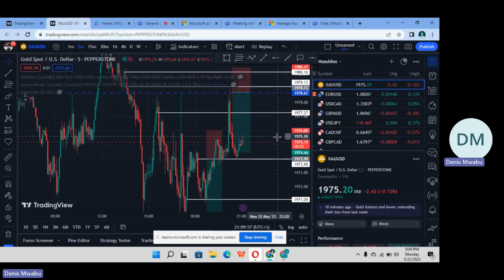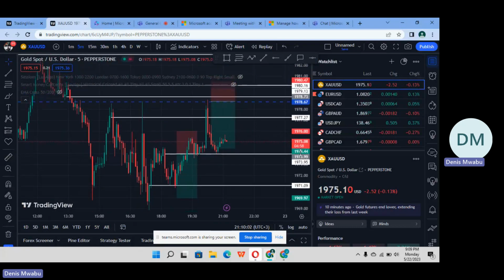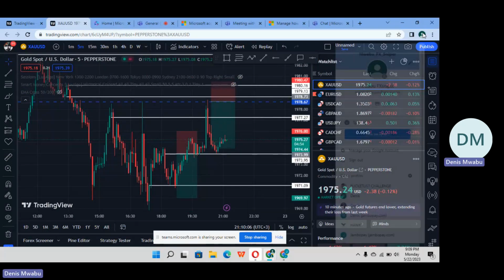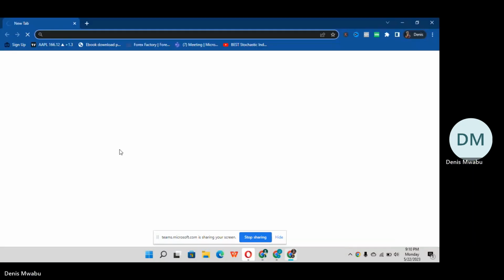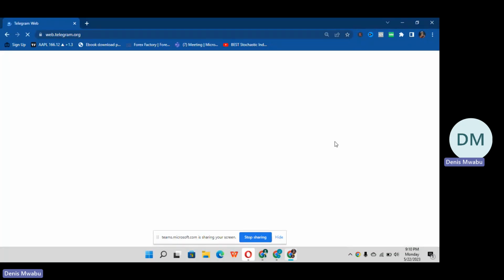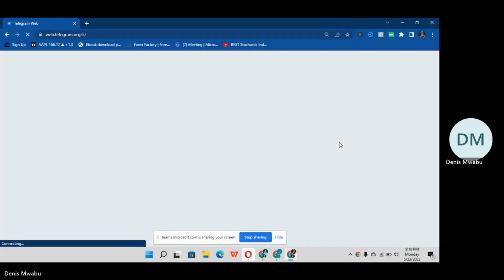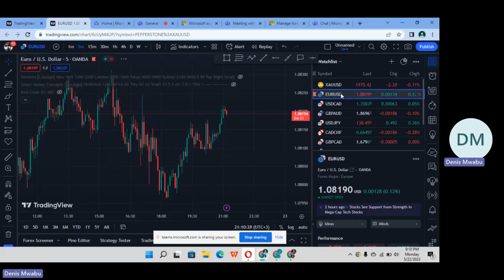Okay, so if you want to take a look at today's trade, this was today's trade that I actually shared on my Telegram group. Let me see if I can log into my Telegram group just to show you proof of the exact strategy that I'm sharing with you here. Here's my Telegram group. I actually shared a trade on Euro USD.